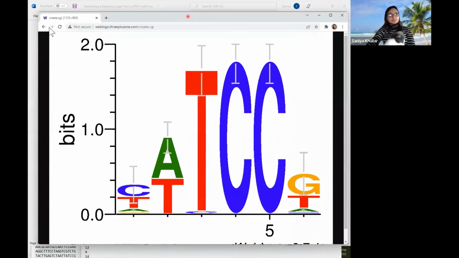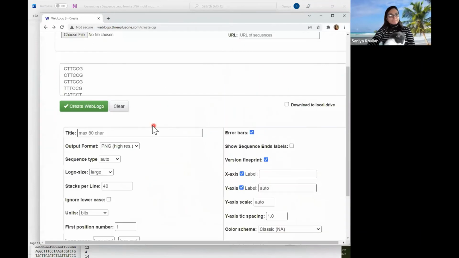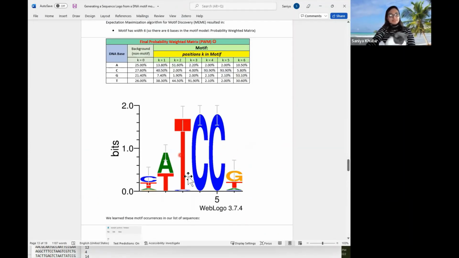Just put those subsequences inside here, and then we generated them. And this shows you again some uncertainty.